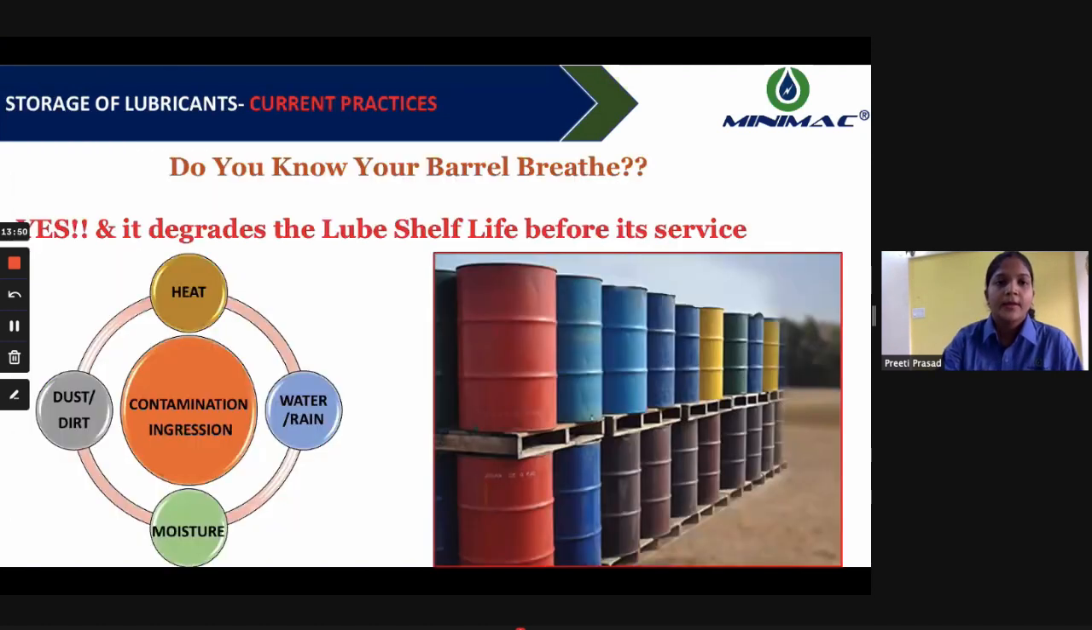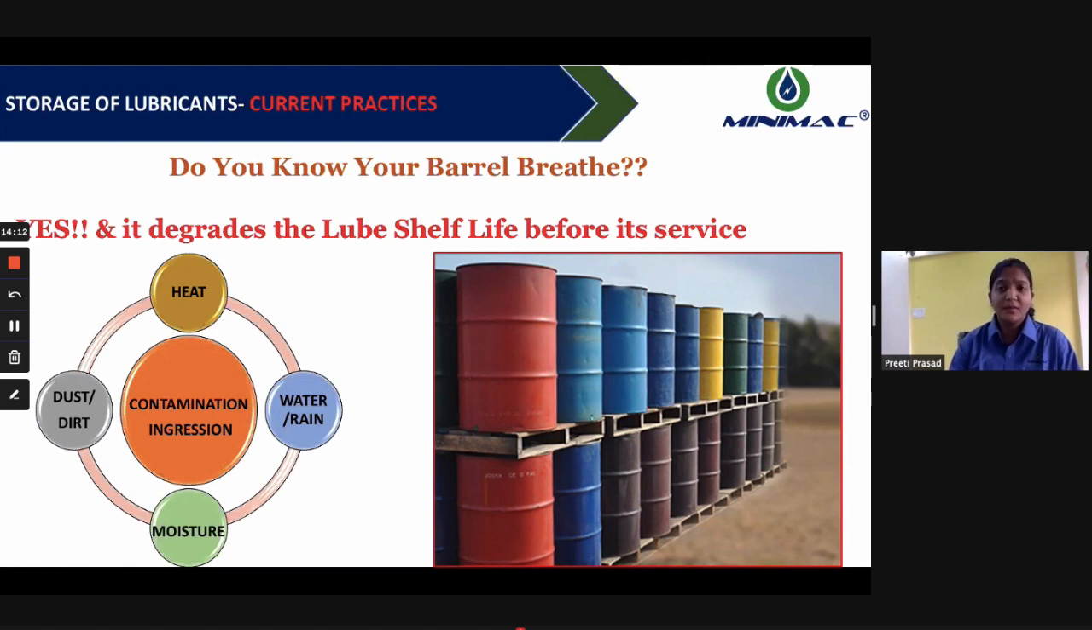Now the storage of lubricant. I assume that everyone knows that the barrel breathes. Yes, the barrel breathes because there is a temperature variation throughout our day. The temperature in the daytime is not the same as at night time. So this variation in temperature causes the barrel to breathe.